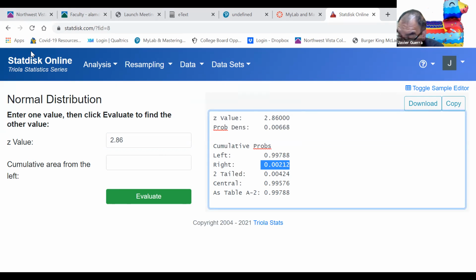So my answer would be 0.0021. Or this would be 0.21%. That's the amount of percentage that's been shaded in.